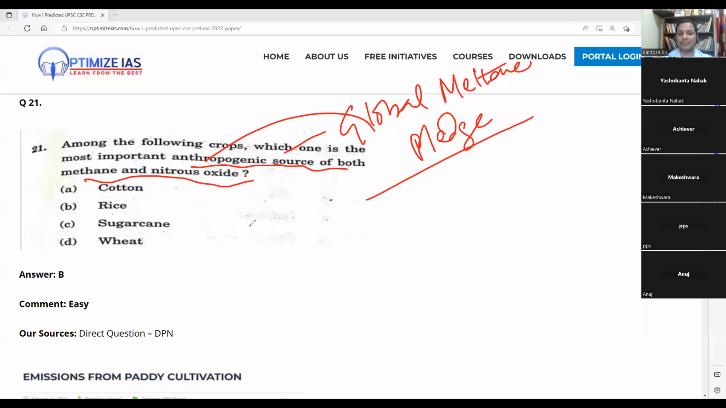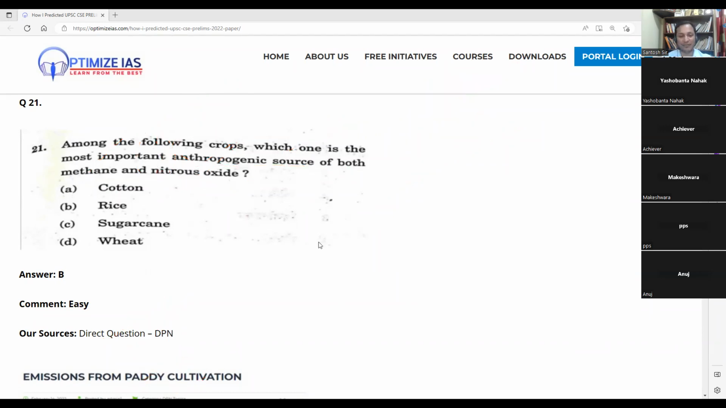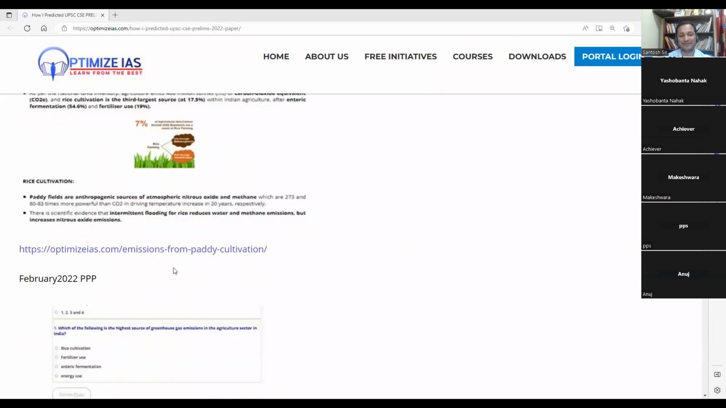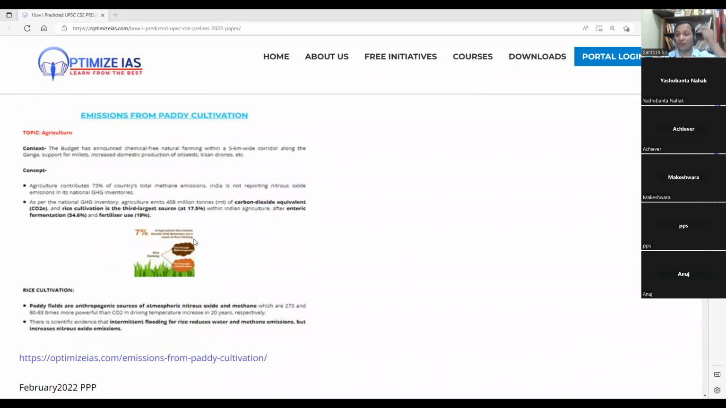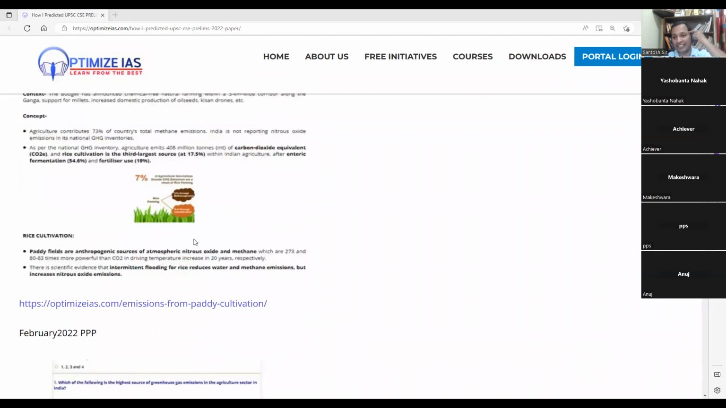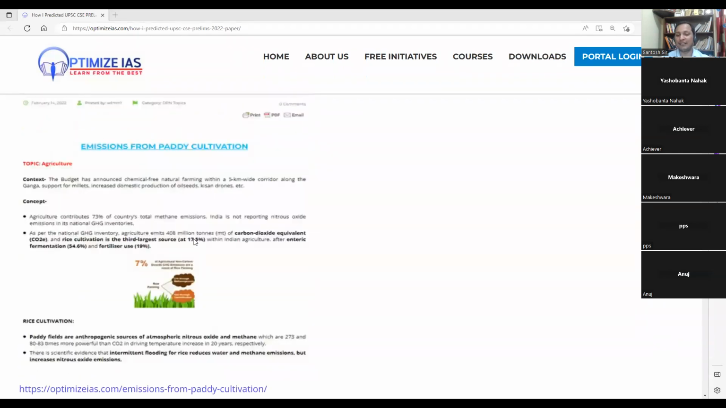Why? Because India is an agriculture country, agriculture dominant, and methane is produced from agriculture. Directly from the DPN, emissions from paddy cultivation. I'm giving you the reason why this question has come. Suddenly, why are they asking about methane from crops? Because India did not join that methane pledge.